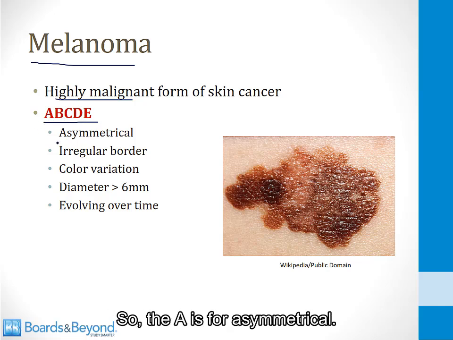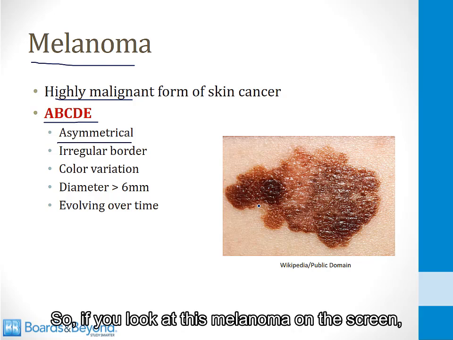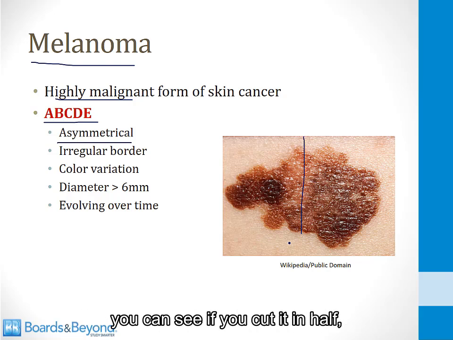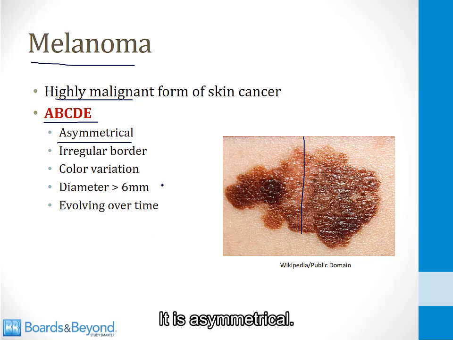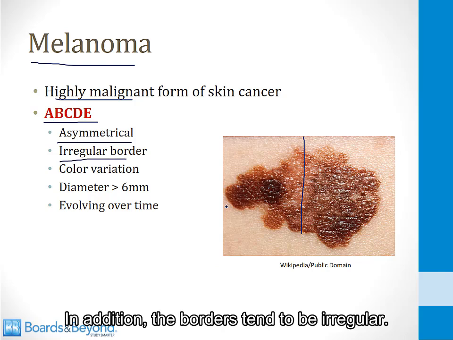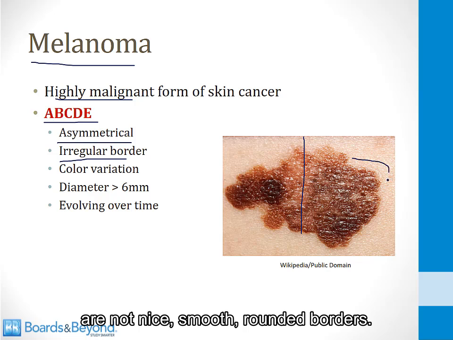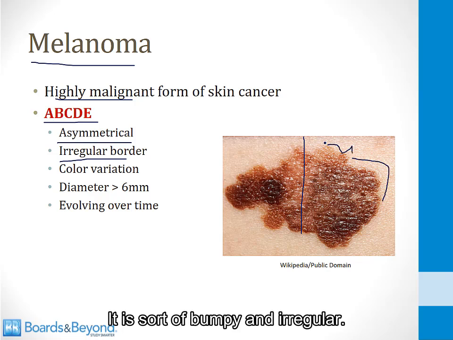So the A is for asymmetrical. If you look at this melanoma on the screen, you can see if you cut it in half, the left half is different from the right. It is not symmetrical, it is asymmetrical. In addition, the borders tend to be irregular, so you can see that these are not nice, smooth, rounded borders. It is sort of bumpy and irregular.